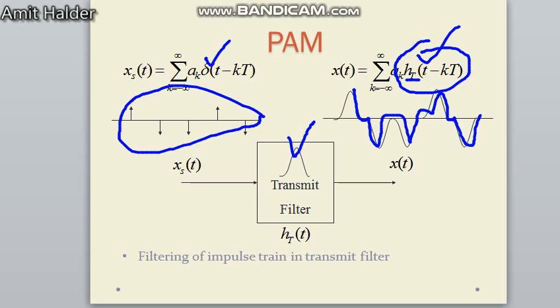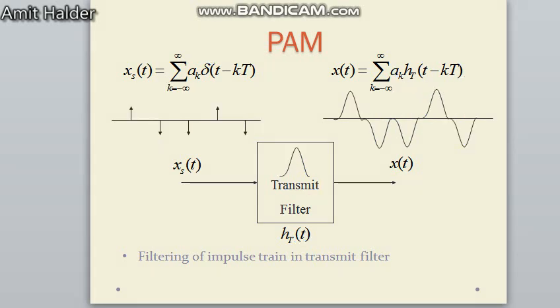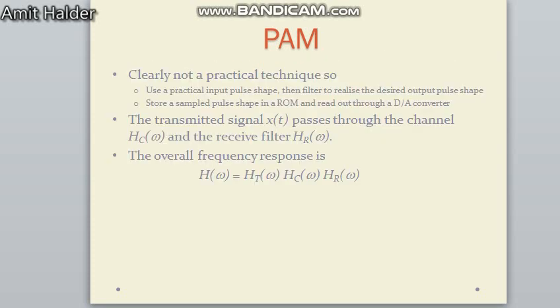So if it's a transmit filter and you incorporate h_T(t), you get that kind of impulse signal. If it's positive, you will get this. If negative, you will get that. Negative, you will get that. Positive, you will get that. Negative, you will get that. That is just masking in the filter section. The filtering of the impulse function train is the transmit filter. So it is a filtering technique. Okay, so the PAM continues.